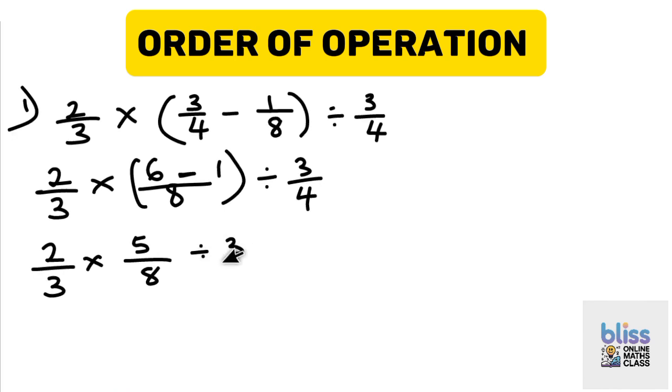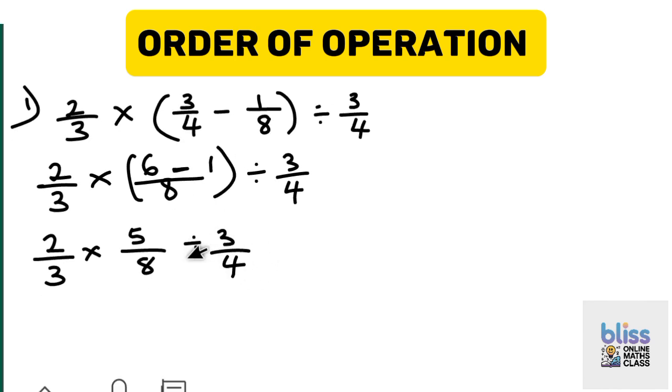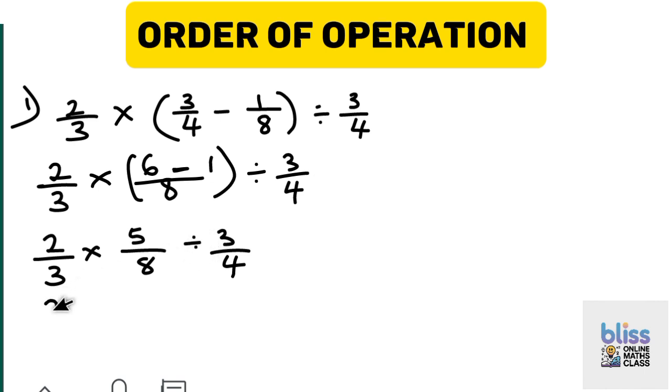Divide by 3 over 4. We are going to change our division to a multiplication sign, which will be equal to 2 over 3 times 5 over 8 times 4 over 3. Changing this division sign to a multiplication sign, this will turn over, this will go up and this will come down. That's why we have 4 over 3. So now you can start cancelling the numbers that can cancel each other.